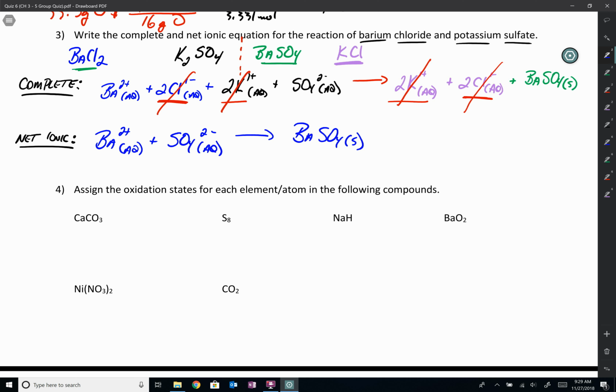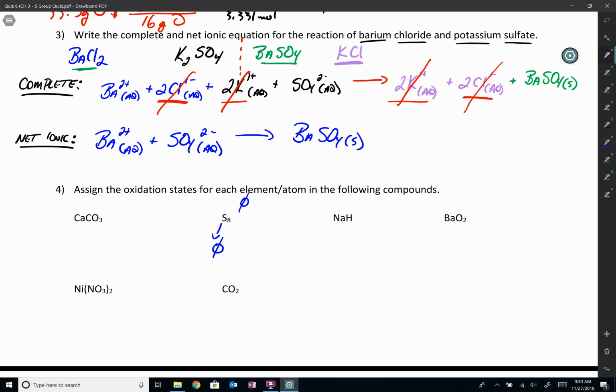Okay? And what I mean is this. So let's start with S8 right here. What is the charge on the compound for S8? Well, it's a neutral compound. So the overall charge has to be equal to 0. If there's only one type of atom, and if we look at this problem, there's only sulfur, so each sulfur in this case can only be equal to a 0 oxidation state, right?